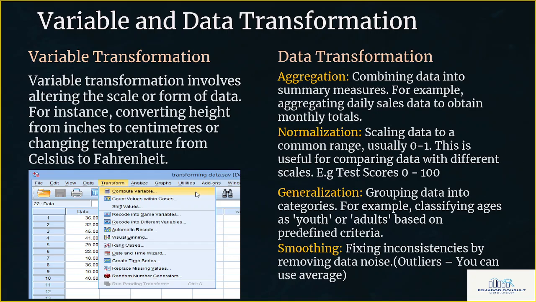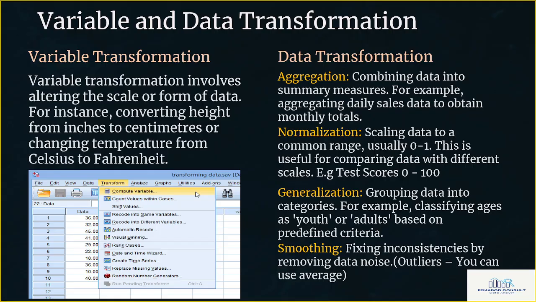One, aggregation. In aggregation, you are combining the data into summary measures. For example, every day you are selling something and you are taking down the record of what you sell every day. You can aggregate all the daily sales data together to obtain monthly totals. You can do it again to obtain yearly totals, or you can do it quarterly, then yearly. Then you can do it maybe in a decade. What have you been able to sell, or what have you been able to achieve?